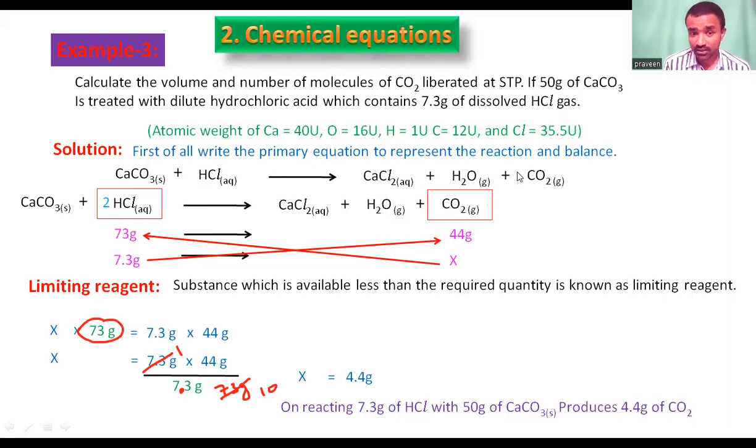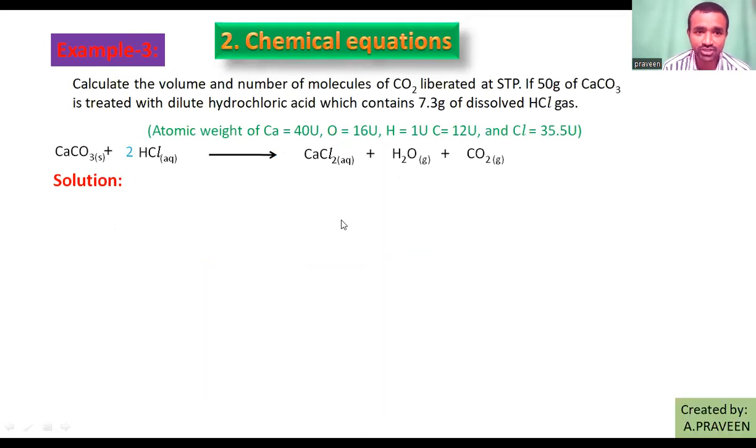Okay. So now let us move to another: finding molecules and volume. So here, which will you consider now? Which substance's molecules and volume are you finding? Carbon dioxide, calcium carbonate, HCl. Among the three, which are you going to select? Tell me. Very good. Carbon dioxide. So we have to find out carbon dioxide.